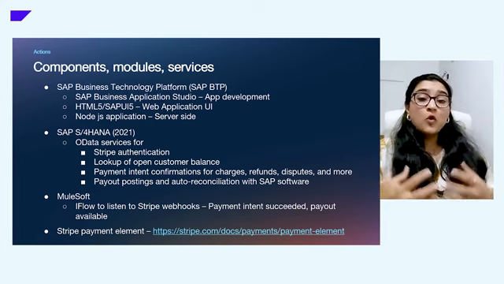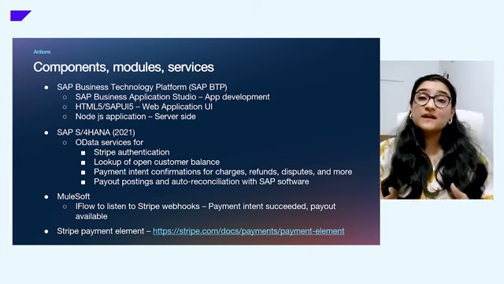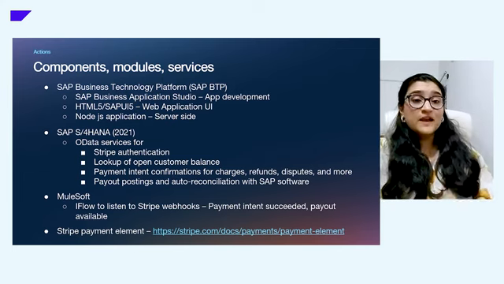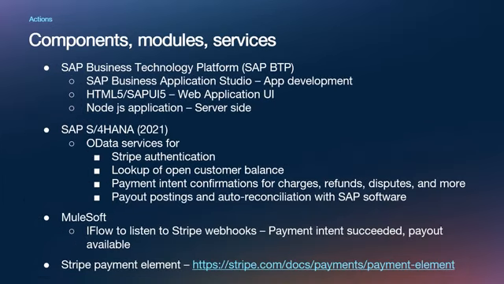Looking up the open customer balance was the second OData service designed in the solution. The third service designed in this solution was payment intent confirmations being received from Stripe to MuleSoft to ZoomInfo's S4 system. And the last but not the least, the fourth OData service was payout postings and auto reconciliation in SAP, when Stripe is able to publish the payout at a T+2 or T+3 time frame when the actual customer payment was made.